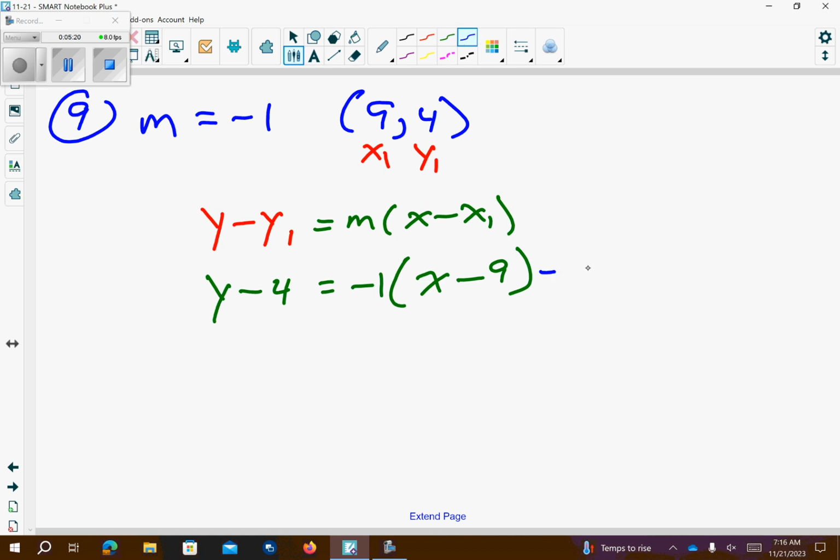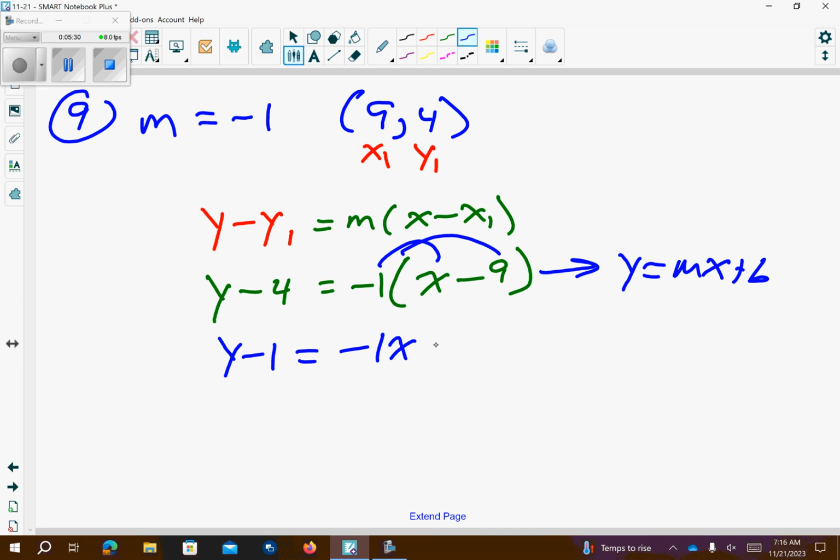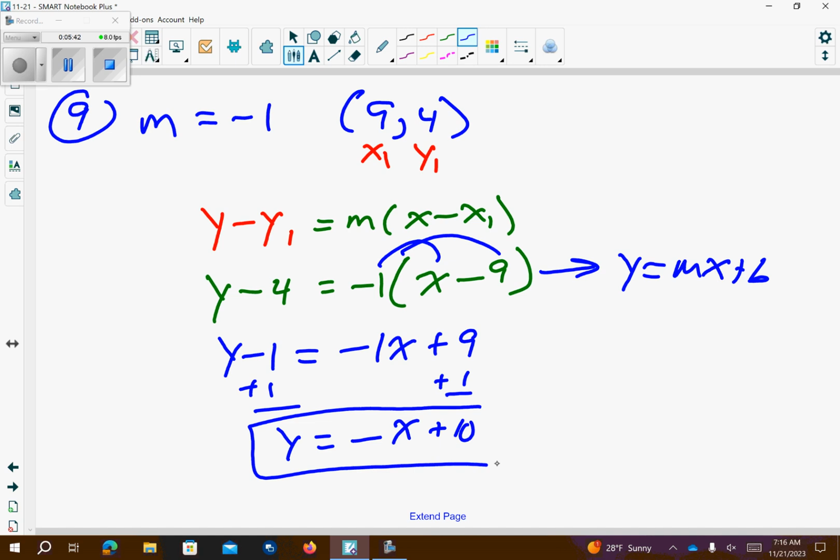I want to now make this look like y equals mx plus b. So I'm going to distribute negative 1 over the parentheses. So negative 1 times x is negative 1x. Negative 1 times negative 9 is positive 9. Add 1 to both sides. So I'm going to get y equals negative x or negative 1x. It doesn't matter how you want to do it, but that's my equation.